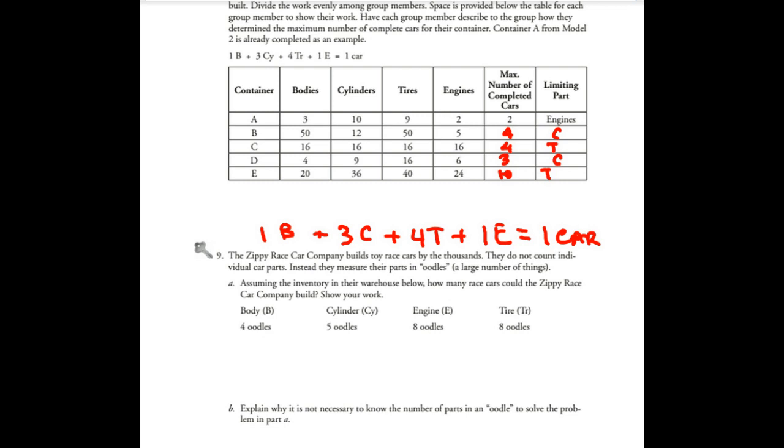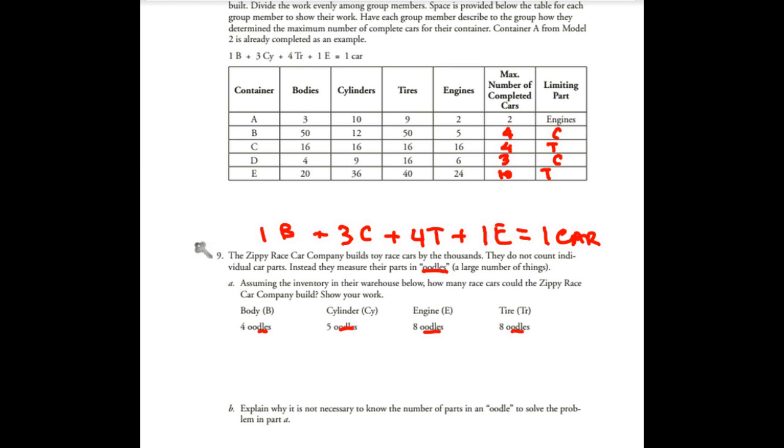I have the table written out. For number 9, however, there's a little bit of confusion with this term oodles. That's just a term meaning a certain amount. It's the same thing as saying 4 dozen or 4 moles. So it's just a term. What matters is that the term oodles is being used in all of the terms, so we don't have to worry about what an oodle is. All we're worried about is the ratio.